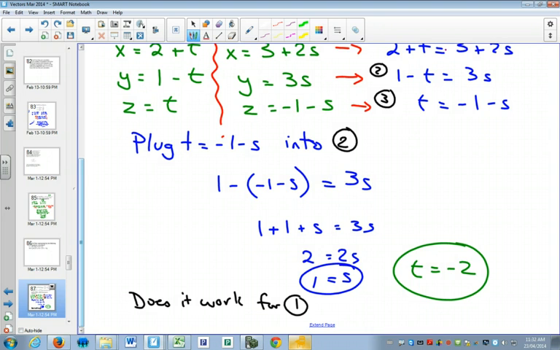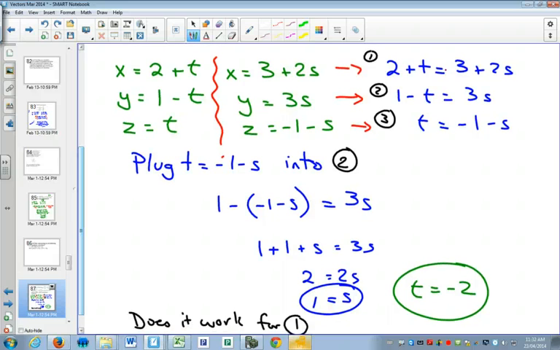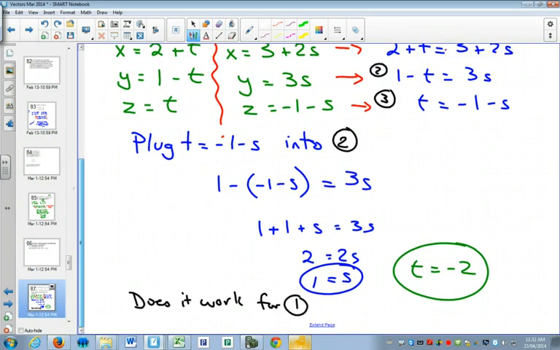Does it work for equation 1? Because if it works for all 3 of them, then we know that they intersect. When we plug in, we get 0 on this side and we get 5 on that side. So the answer is no.